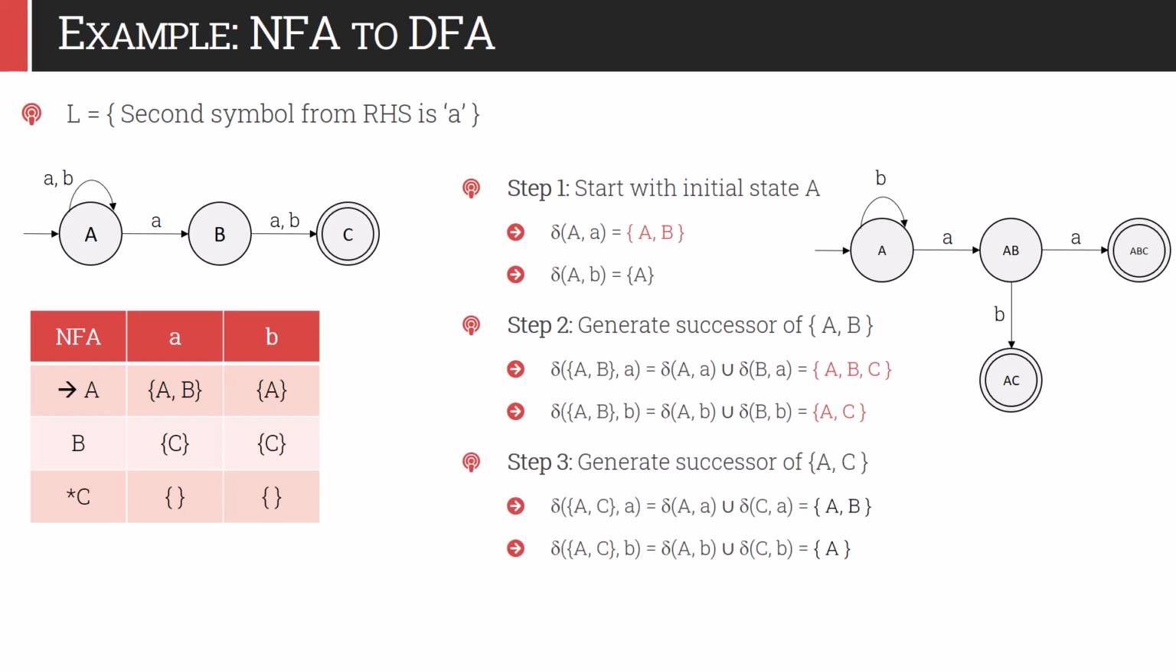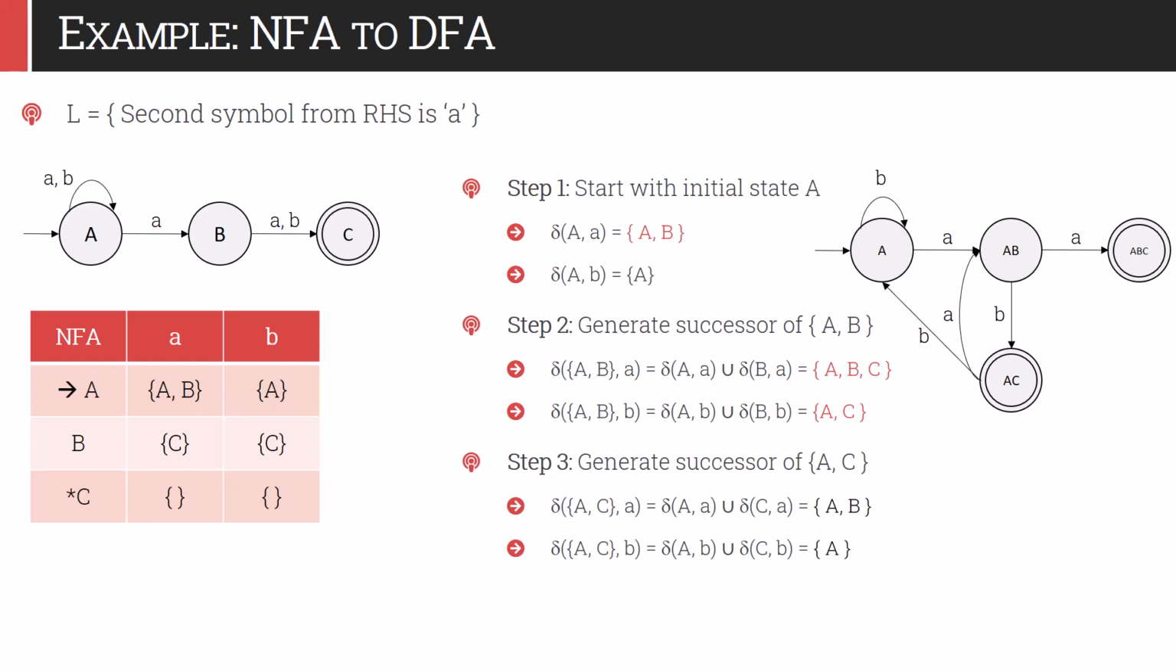Let us generate the successor of AC. On reading input a from states A and C, it gives A and B, and AB is already processed in step 2, so we don't have to consider it. I have already color coded: whenever it's red, it means it's a new state and we have to generate successors of that. And on reading input b from AC gives us A. A is already explored in step 1, so we don't need to process it. So only links will be updated because no new states are generated. So there will be just a link update from state AC on input a and input b. This is the partial DFA after step 3.